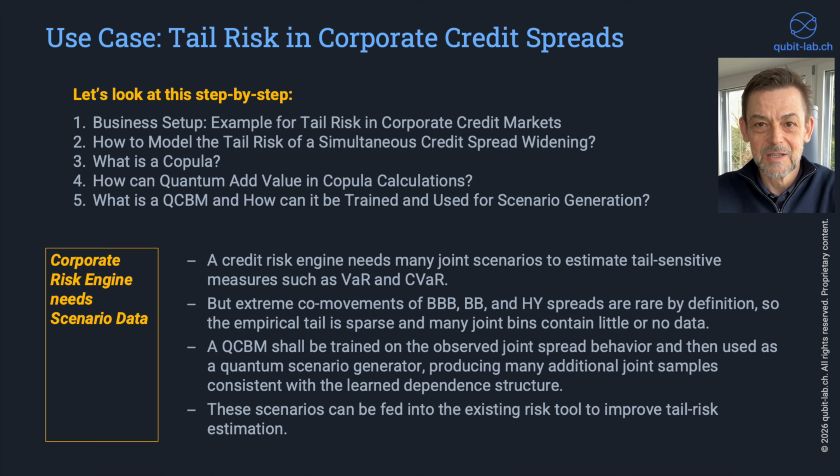The idea here is to train a QCBM on the observed joint spread behavior and then use it as a scenario generator. If that works, we can produce many additional joint samples that remain consistent with the learned dependence structure and feed them into an existing risk tool. Let's make that business setting a bit more concrete.